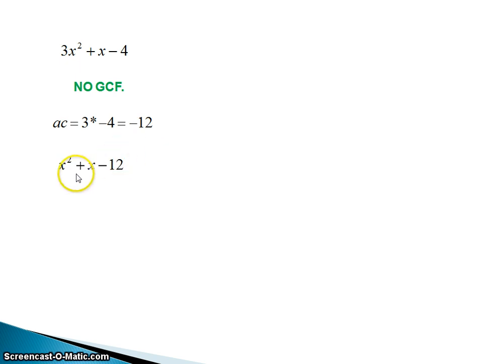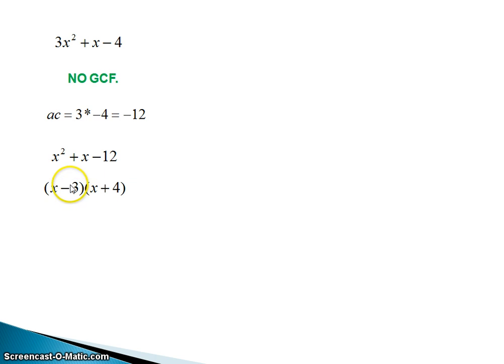Now I'm going to get rid of a temporarily and replace c with a times c. And I did that here, x squared plus x minus 12. Now I'm going to factor that expression the old-fashioned way by finding two numbers that multiply to be negative 12, but also add to be 1. Those two numbers happen to be negative 3 and 4, and I use those two numbers to write my temporary factors. But wait, I'm not done.